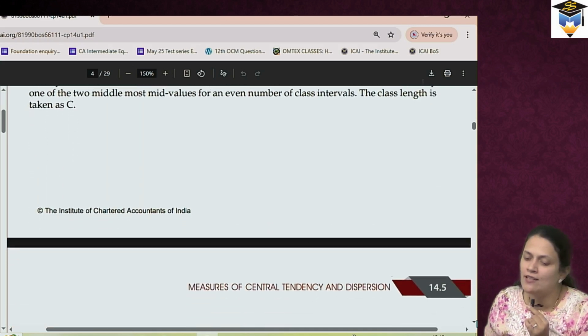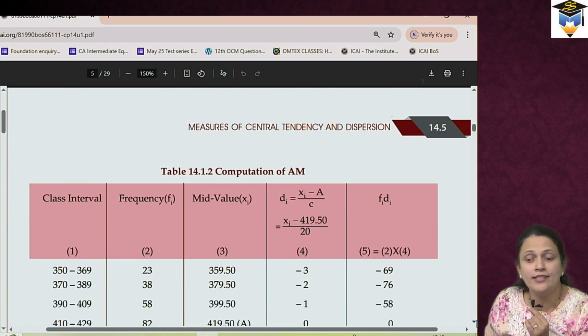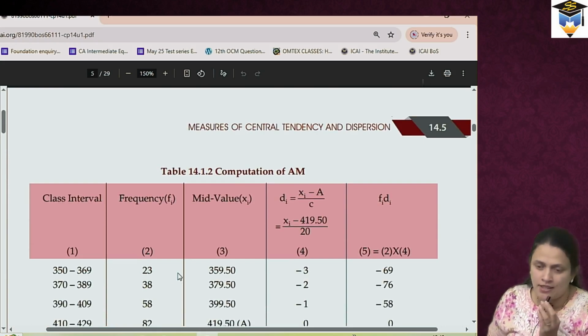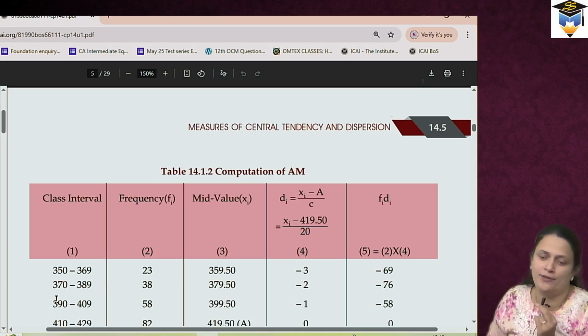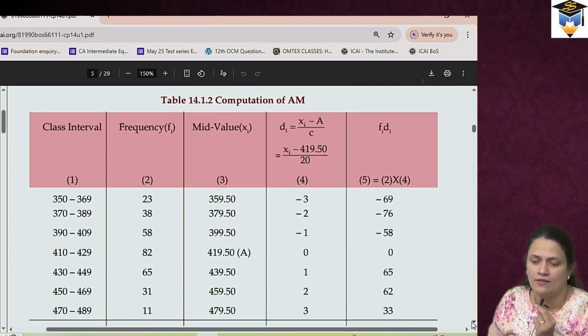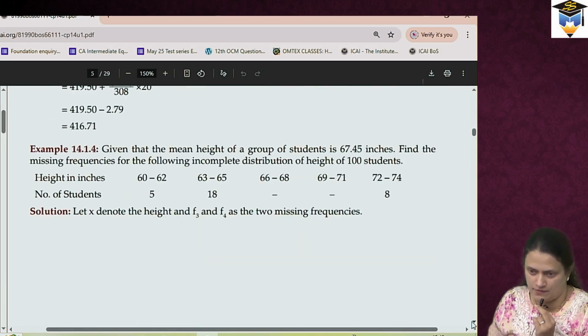Because if you see in all the examples, the class interval is different only. See, here it was 350 to 369. So next was 370, that was not included. Here that is the problem. Because of that, everywhere they have taken the sum like that only.